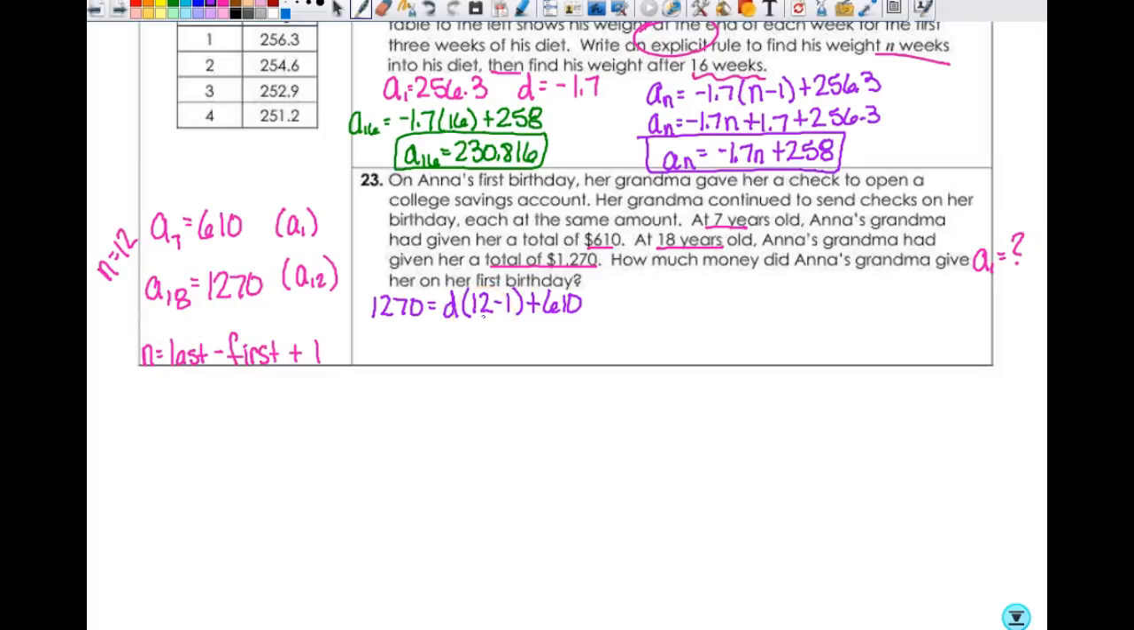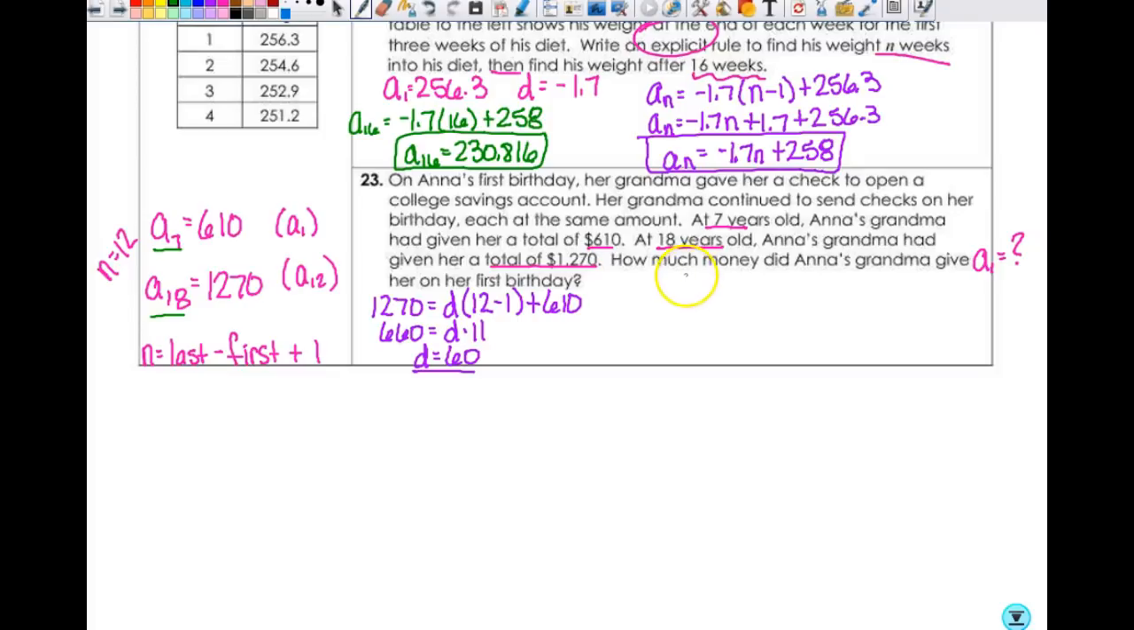So to figure this out, I can subtract 610 from both sides. I'll get 660 equals D times 11. Then I divide, and D is equal to 60. Okay, so now I have D. I need A1. I can either use A7 or A18. It does not matter, because either one of them will give me the same answer to be able to write another one of these formulas. So I'll just use A7 because the number is smaller.